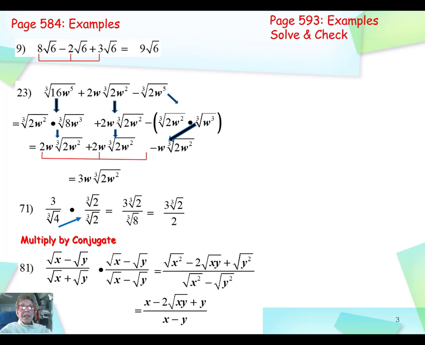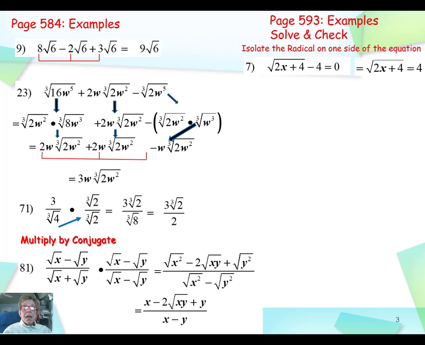We're going to page 593 now to see some examples from that page. And this says to solve and check. Now we are going to actually solve radical equations. In number 7, you see that that's set equal to 0. For this particular problem, what we want to do is isolate the radical on one side by adding 4 to both sides. And now we square both sides.